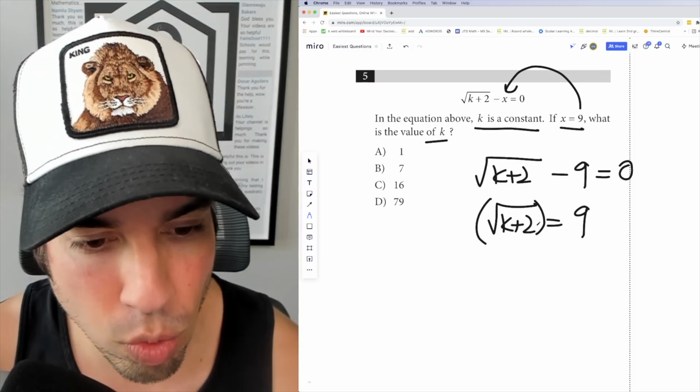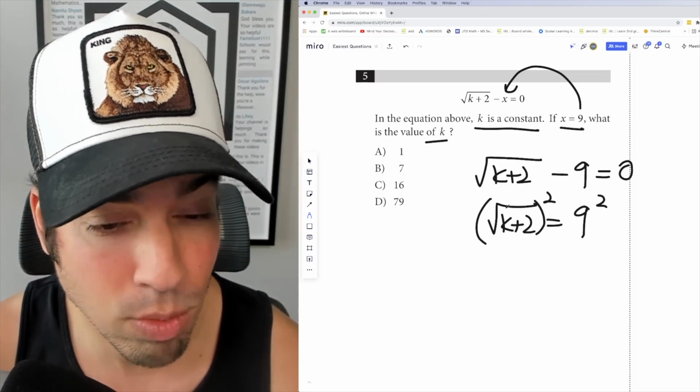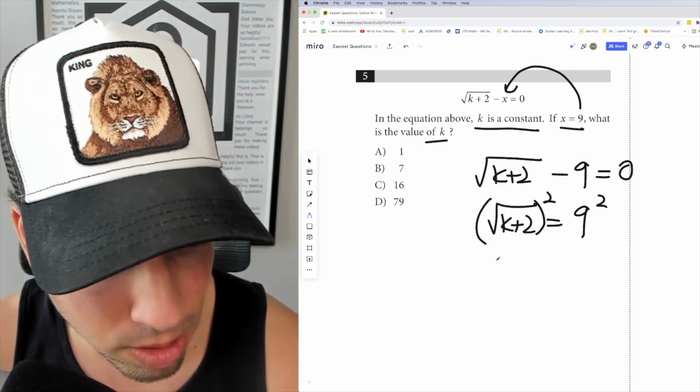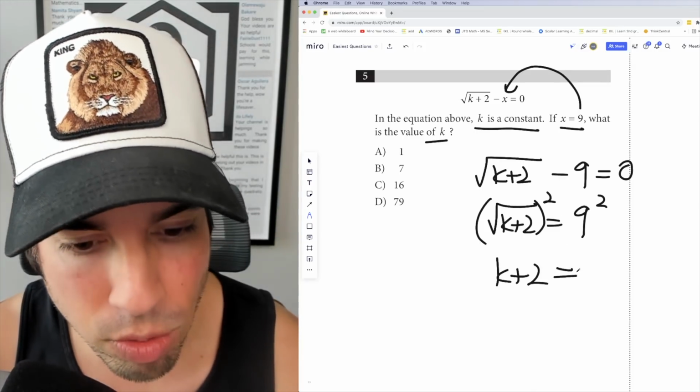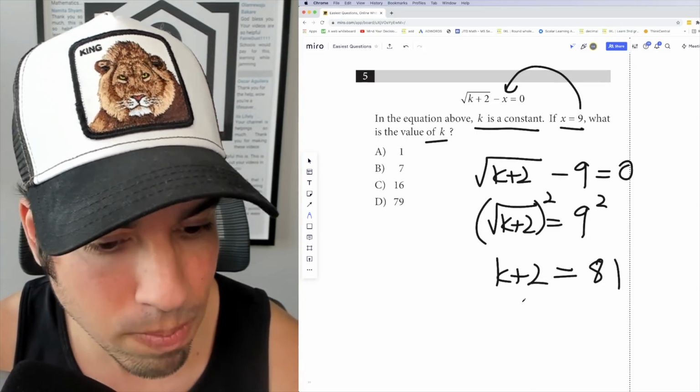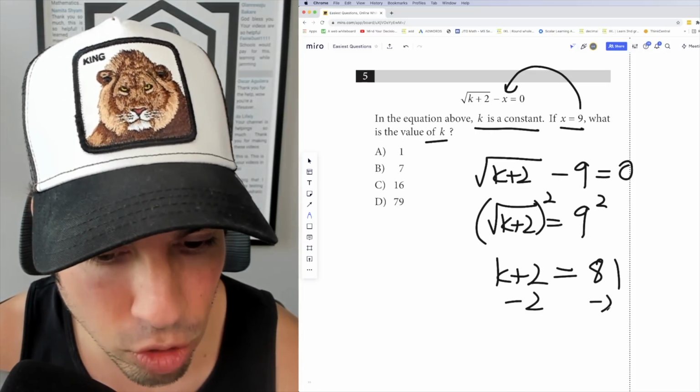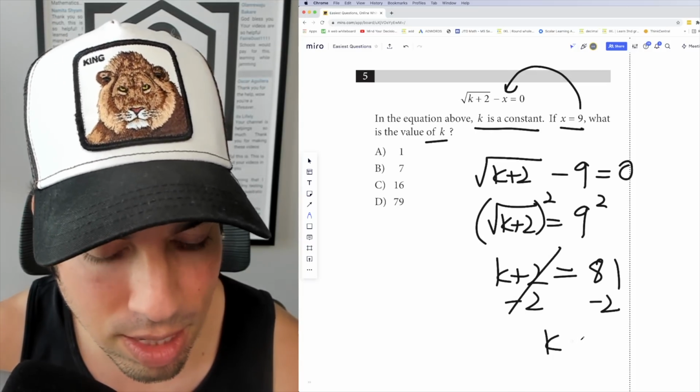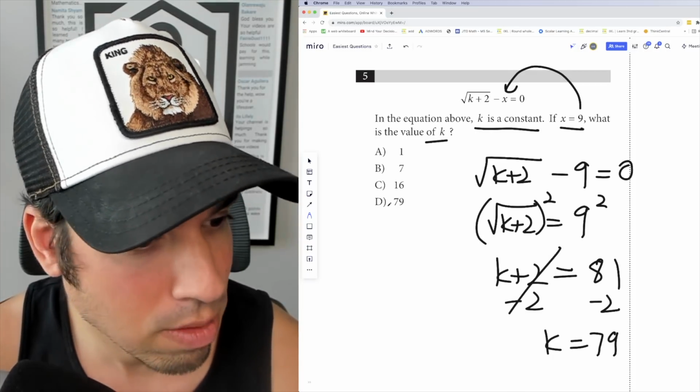Then I'm going to square both sides, right? Because I need to get rid of that square root. Squaring it is the opposite. So now I get K plus 2 equals 9 squared, which is 81. Last but not least, let's subtract 2 from both sides, and K equals 79 for the win.